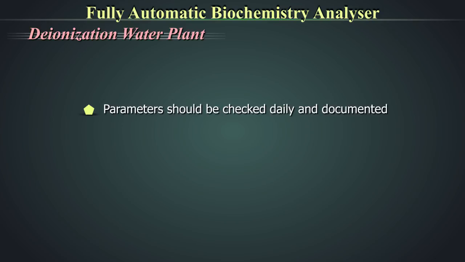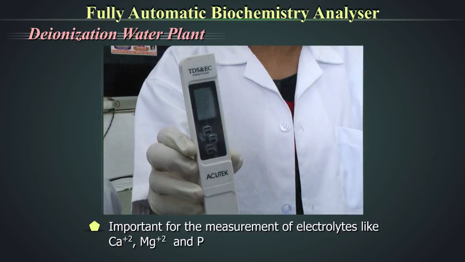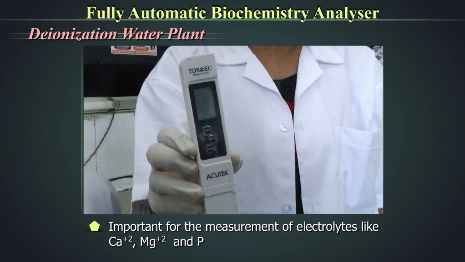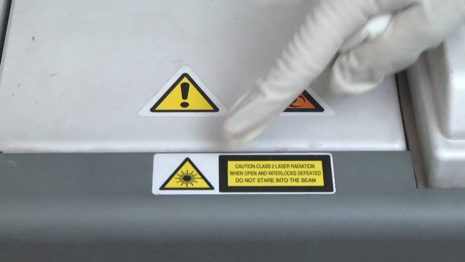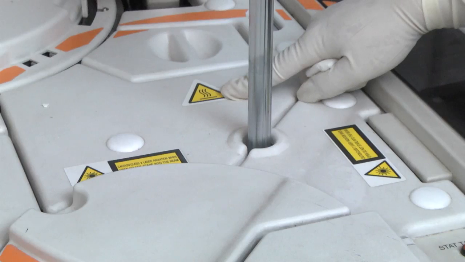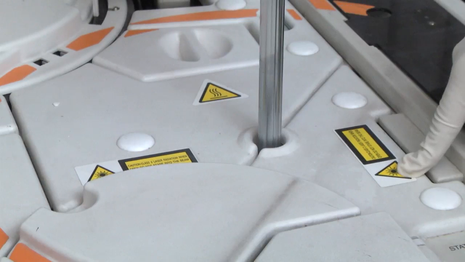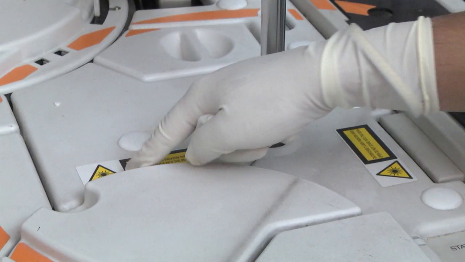If using commercially purchased deionized water, conductivity and resistivity can be checked by a handheld device. This is very important for the measurement of certain electrolytes like calcium, magnesium, and phosphorus. Multiple pictograms depicted on the machine issue warnings against certain actions that need to be avoided. Pay heed to these warnings.